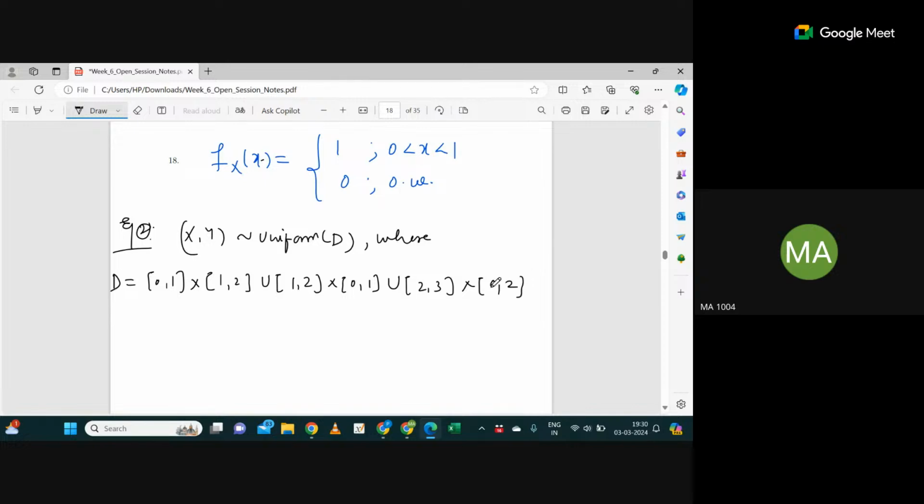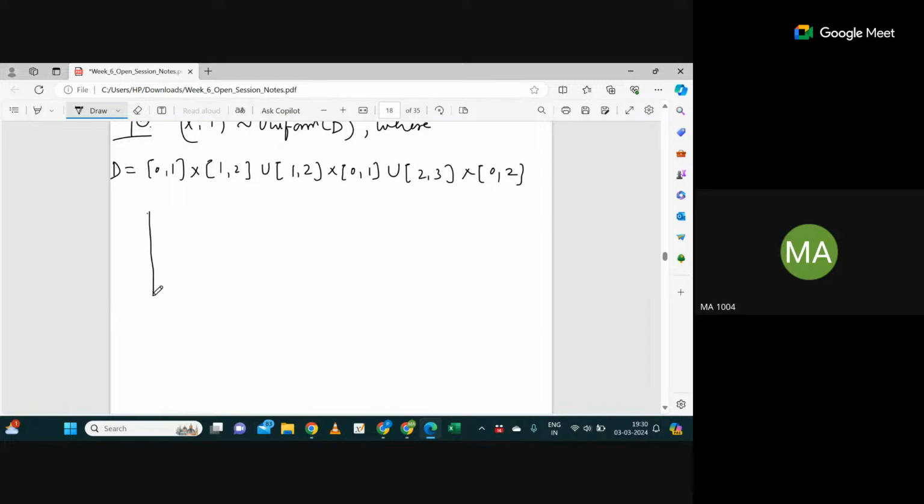Now, this is something we have to see a little bit carefully. Just treat this line as a number line. Suppose this is 0, 1, 2 somewhere here, then 3 somewhere here. First is 0 to 1 and 1 to 2. That means x is 0 to 1 and y is 1 to 2. That means this region, right?